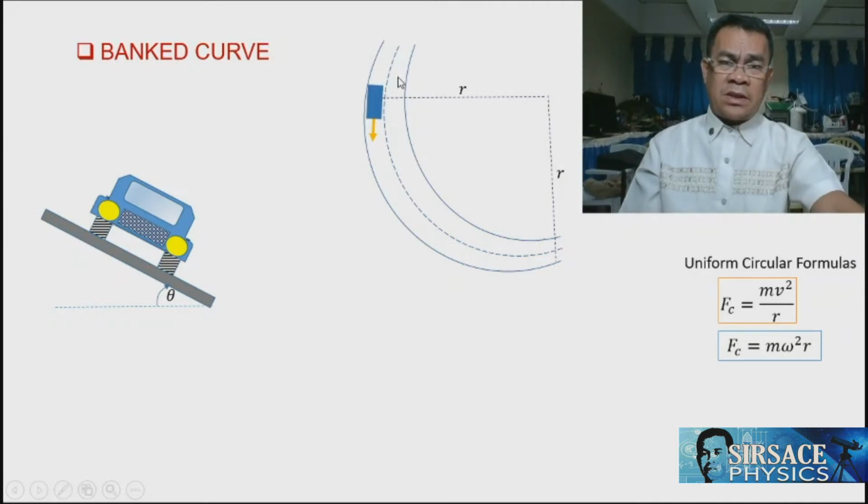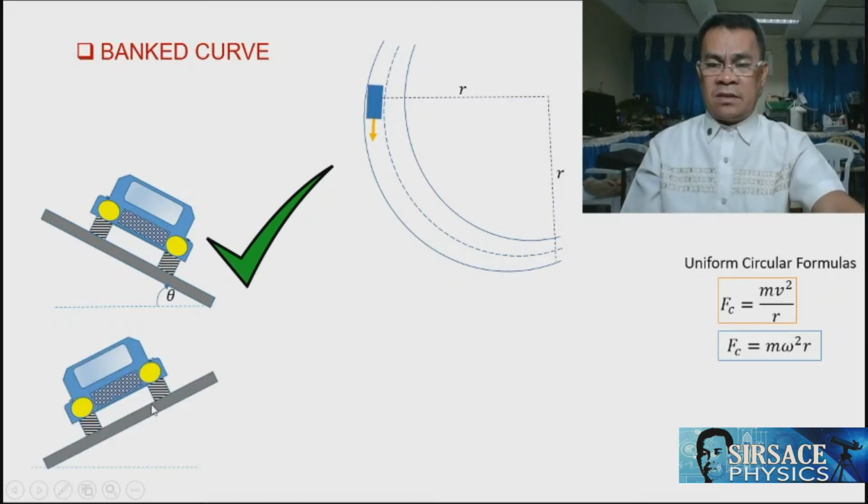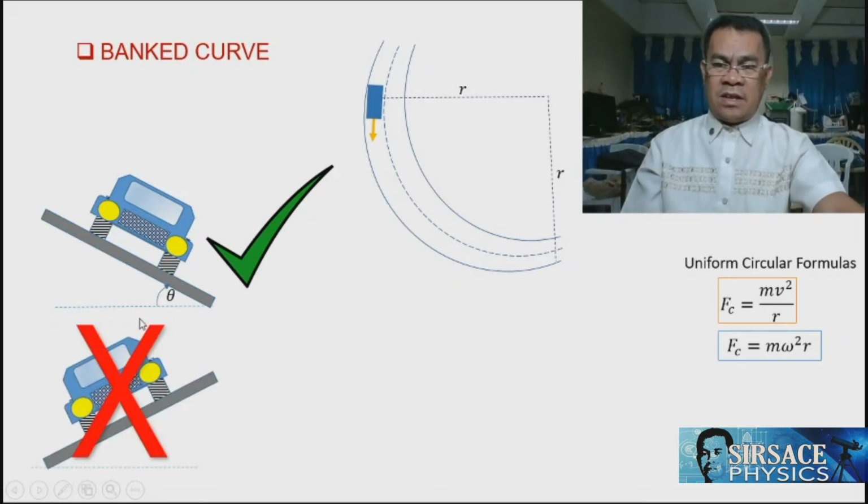If the curve is just like this, this is a curve towards the right, so therefore your bank angle should be tilted towards the right also, which means that this is the correct bank curve. Whereas if you reverse it, this is a wrong process for a curve directed towards the right. So therefore, we have to use this one.